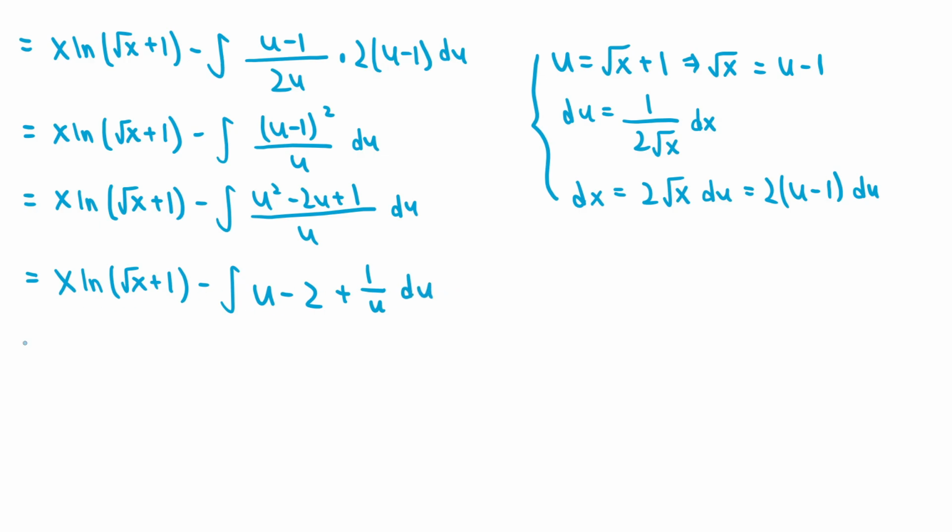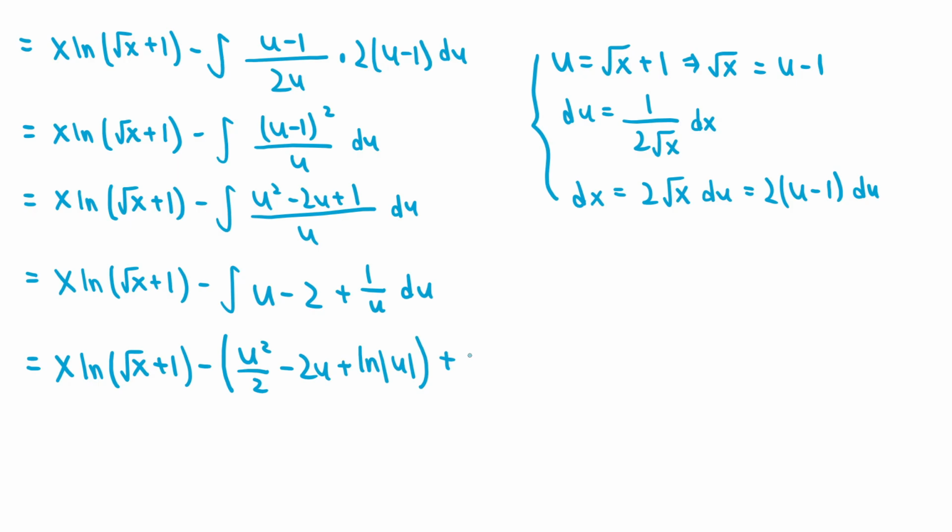We can actually just integrate each term separately now. So this is x ln of the square root of x plus 1 minus, and then we need to put a big parentheses at the front because there's a negative sign in front of the integral. And the integral of u is u squared over 2, the integral of negative 2 is negative 2u, and the integral of 1 over u is ln of the absolute value of u. And of course, we need to add the constant of integration c.